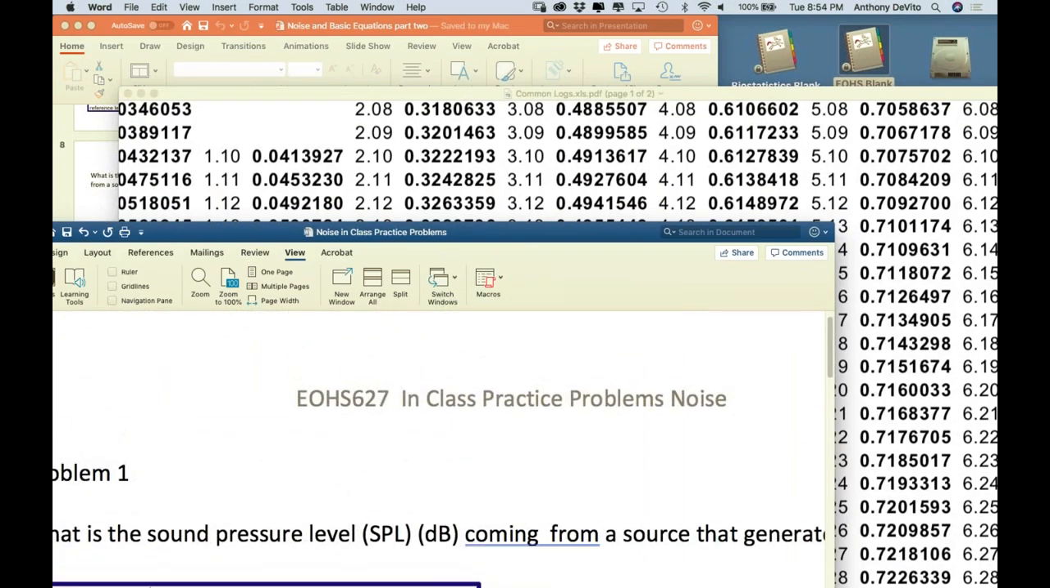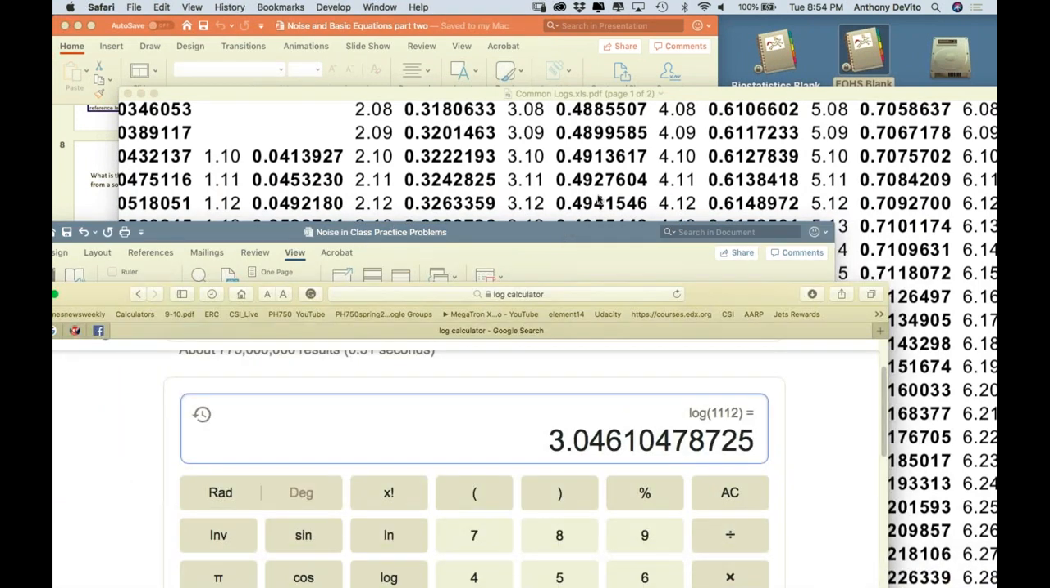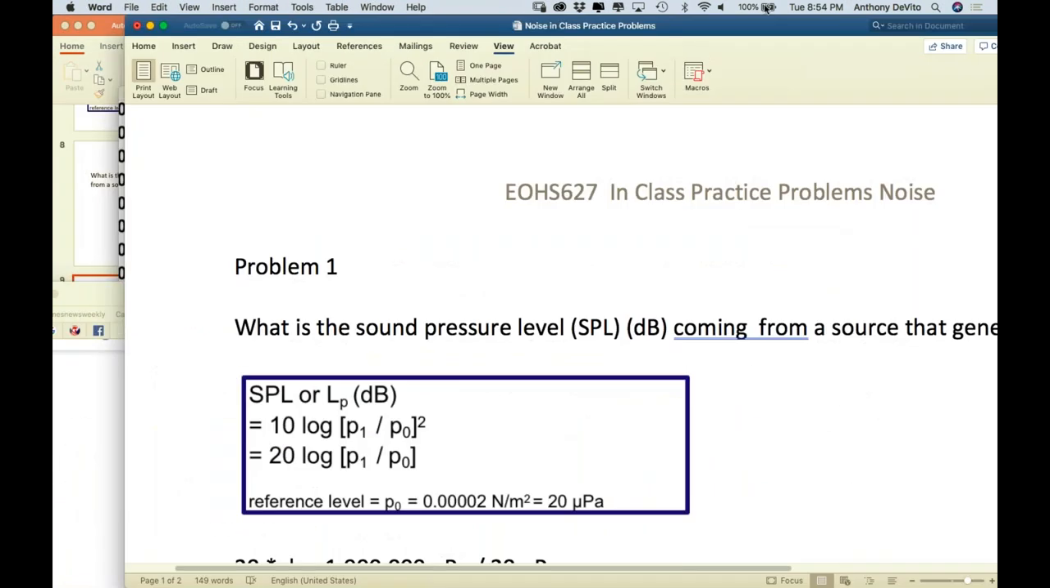Okay, let me show you a slide rule. Now, the link is on Blackboard.